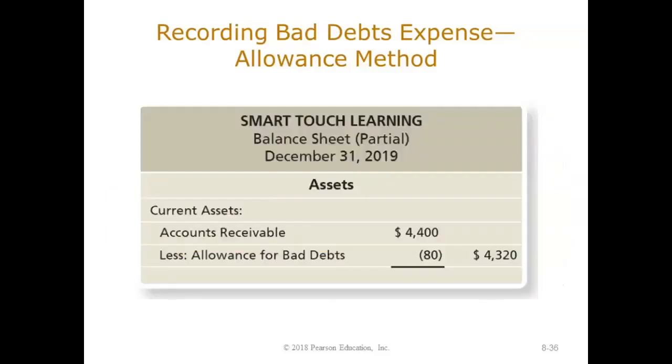Just like this one here. On the balance sheet, here's how your allowance for bad debts is going to look. You're going to have your accounts receivable at $4,400 less the allowance for bad debts, or minus $80. The $4,320, that's the net realizable value of your accounts receivable. That's what we're really looking to get back in the way of cash. If we were to get cash on accounts receivable, we're estimating that we'll get about $4,320 in the net realizable value of accounts receivable.